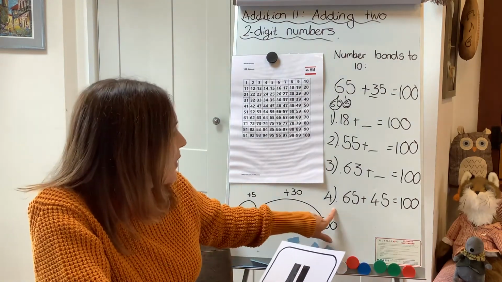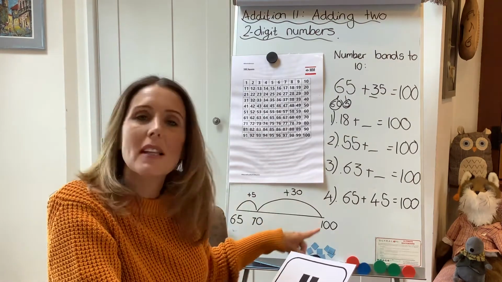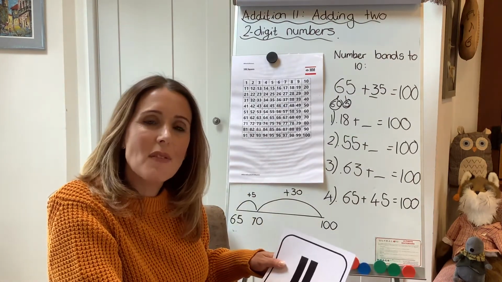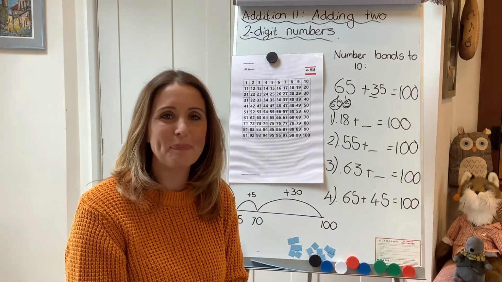And have a look at number 4. What has gone wrong there? What has happened in that calculation? What mistake has been made? Have a think about that one. Pause it, off you go, and then have a look back.